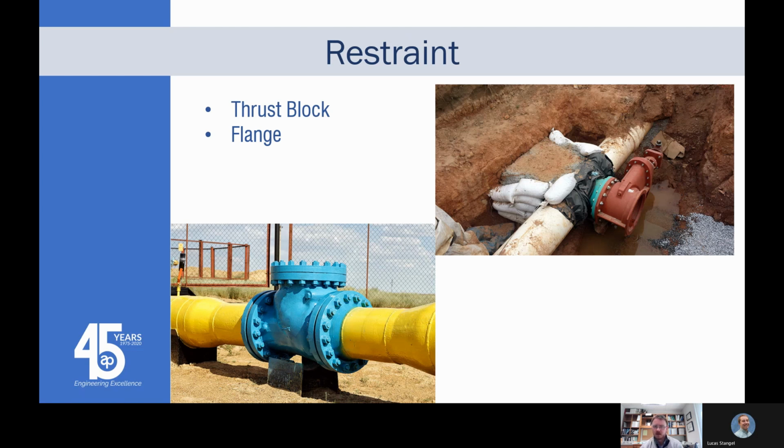And then the thing we lean on a lot is just a thrust block. They're cheap insurance. If done correctly, they're very effective. So just because you're using a mega lug or have some other restraint type, don't be afraid to also consider a little bit of cheap insurance and a thrust block. And we've got plenty of standard details and can help you with that if you need help looking at that.